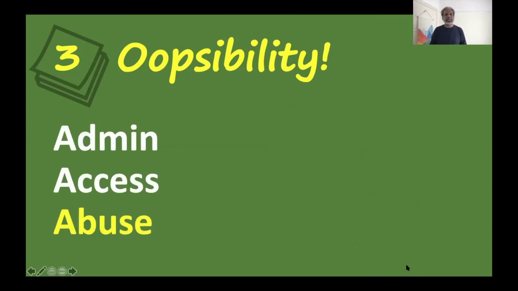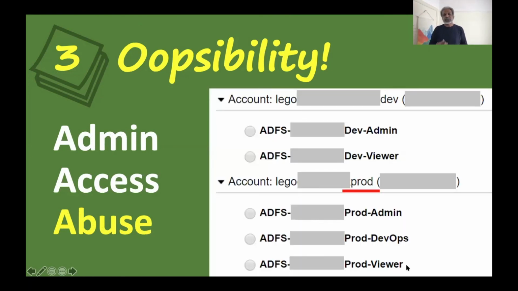And number 3 is admin access abuse. This is something I witnessed. That's why I thought of bringing it in here. So this is one part of our admin, the AWS login screen, for example. On the bottom, you see that the production account has 3 different setups: admin, DevOps, and viewer.